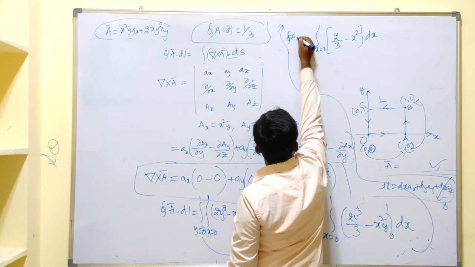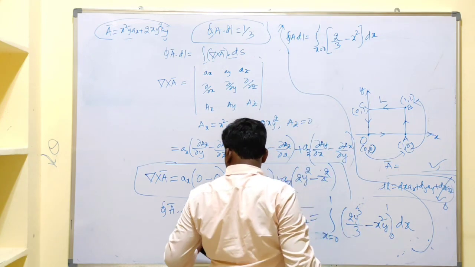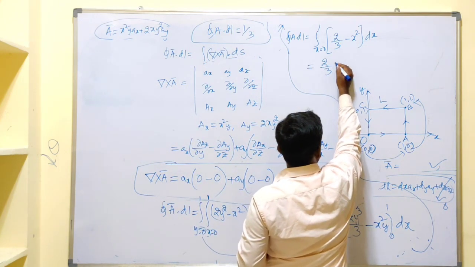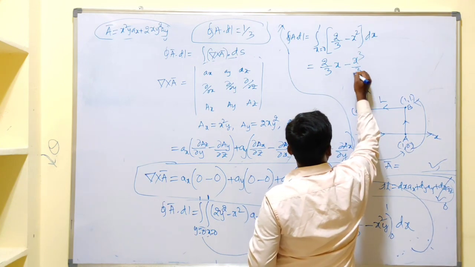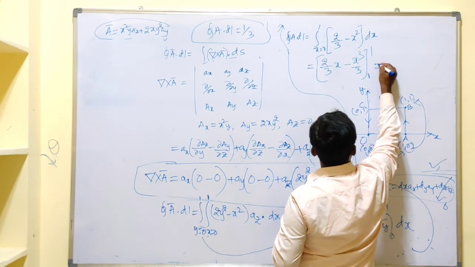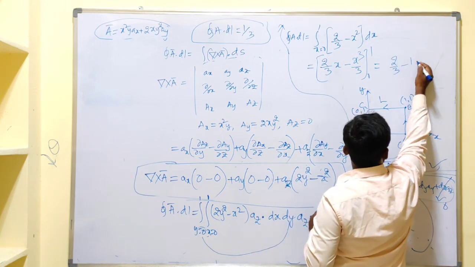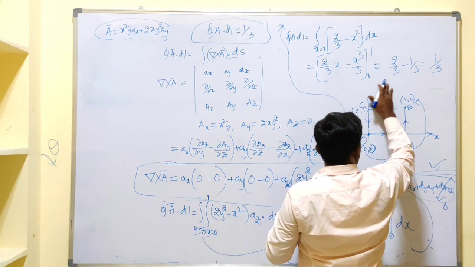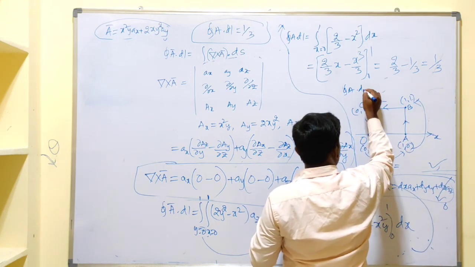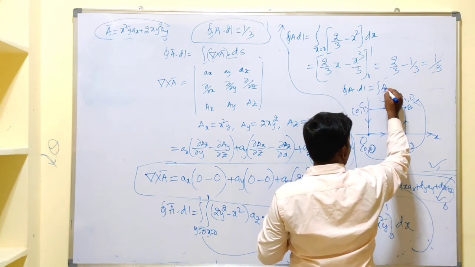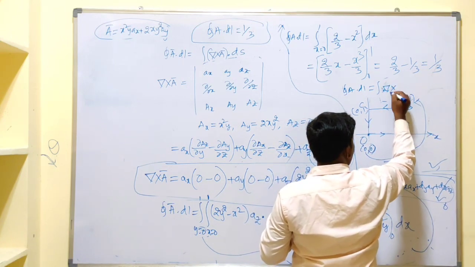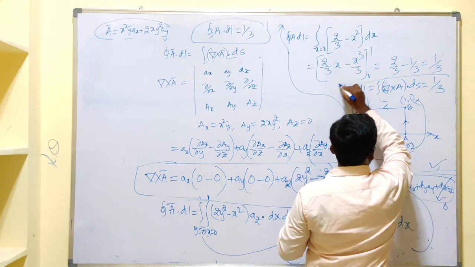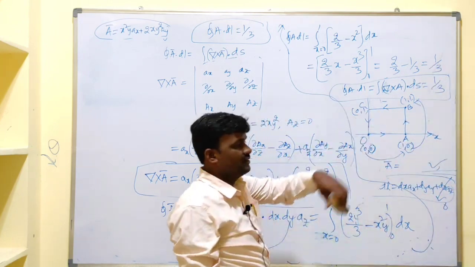And what about this? This is nothing but integral A dot dl, equal to this one only. Now finally you got 2 by 3 x minus x cube by 3. Limits are from 0 to 1. So that is 2 by 3 minus 1 by 3, equal to 1 by 3. Finally you got integral A dot dl, the closed line integral of A, which can be written as del cross A dot ds. If you simplify this one, we got 1 by 3.